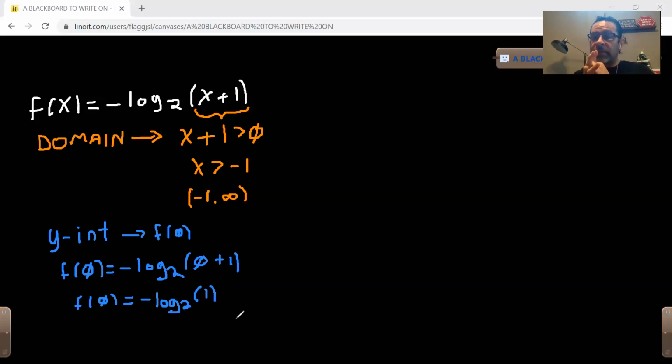Now, we've got some properties of logarithms that we should not forget. The logarithm of 1, regardless of the base, is always going to be 0. That's one of the properties we saw. So this gives us that the y-intercept, or f of 0, is equal to 0. Okay, so we found that.